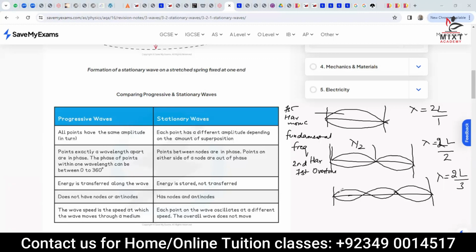Why 2L by 3? If you check this out, they are divided into 3 parts, or you can say 3 loops. So 2L divided by 3. That 2L will be divided into the number of loops. So every time your 2L will be divided into the number of loops. So this is your first overtone, then this is the second overtone, or you can say the third harmonic.